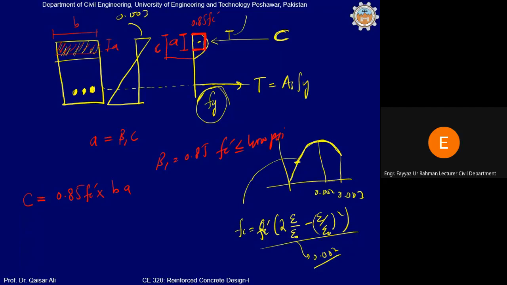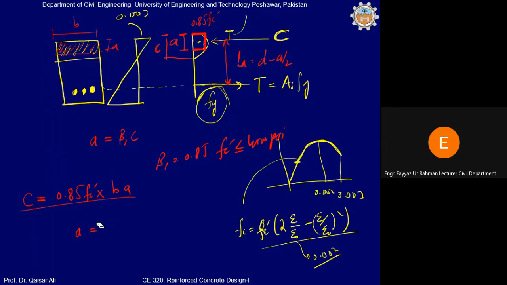And now you know very well that the compressive force will act at the centroid of this block, and you can calculate from this very easily the lever arm. Lever arm will be equal to what? d minus a by 2. d minus a by 2. Clear?